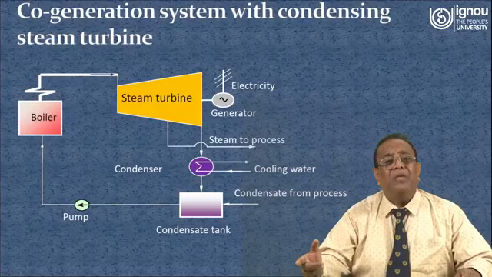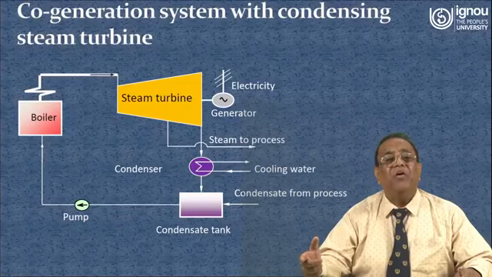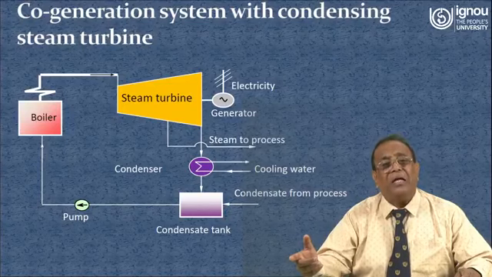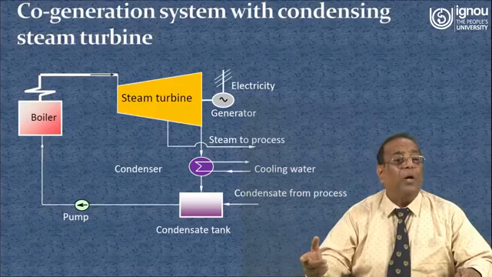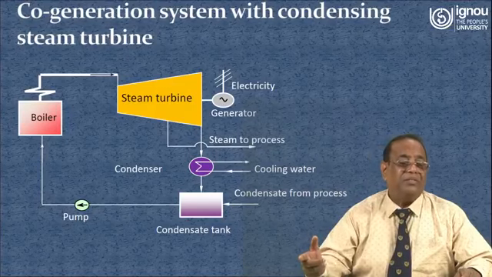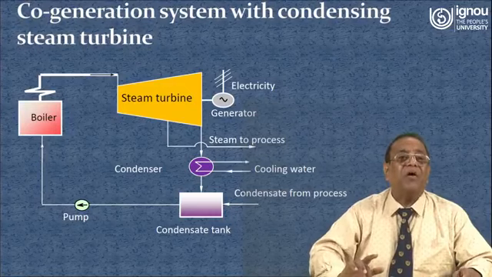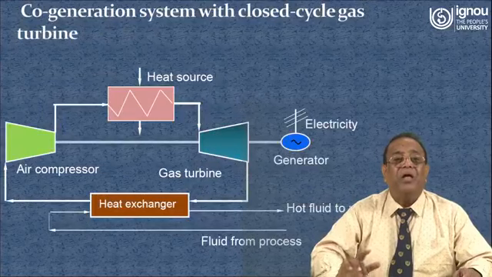But the steam which is sent to the process heater gives heat for heating purposes for any process industries. After that, it is also condensed and sent back to the condensate tank, and the pump after that sends the water to the boiler, thereby completing the process. So, this is the process for cogeneration system.